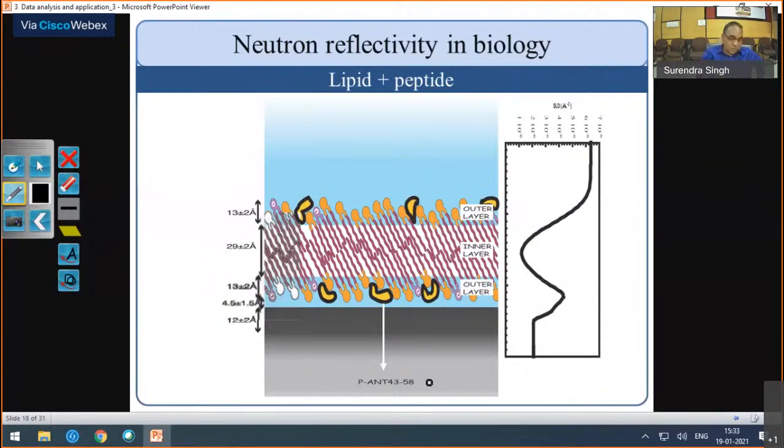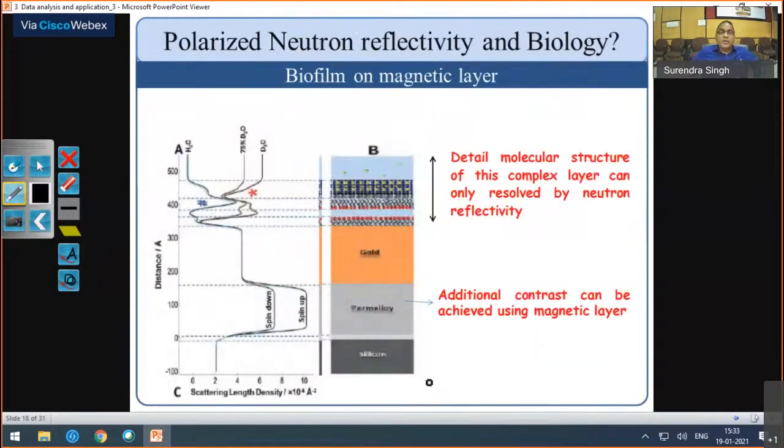Now, this was unpolarized reflectivity. So another question is, can we do anything using polarized reflectivity? Any biological things can we do? So here is one example. Here, same lipid bilayer, we have silicon, then we have grown a magnetic sample, permalloy. This is nickel iron. Here this is magnetic, and then they have used gold, and then they have used these lipid bilayers, water, lipid bilayers.